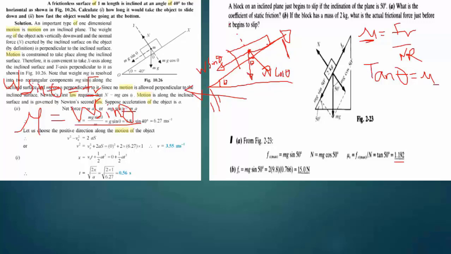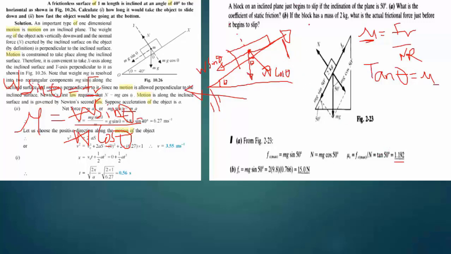Since we consider the inclined surface, our reaction is not this weight. The normal reaction, which is perpendicular to the surface, is W cos theta. So remember that normal is always perpendicular to the surface of concern, W cos theta. We know that W and W cancel, then sin theta over cos theta is equal to tan theta. So putting in 50, tan 50, we get that value.